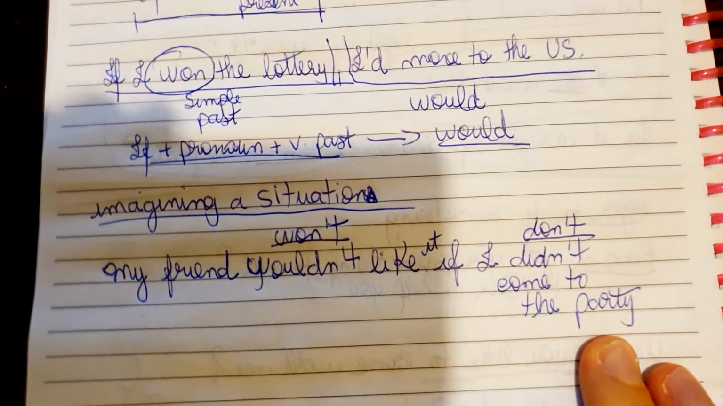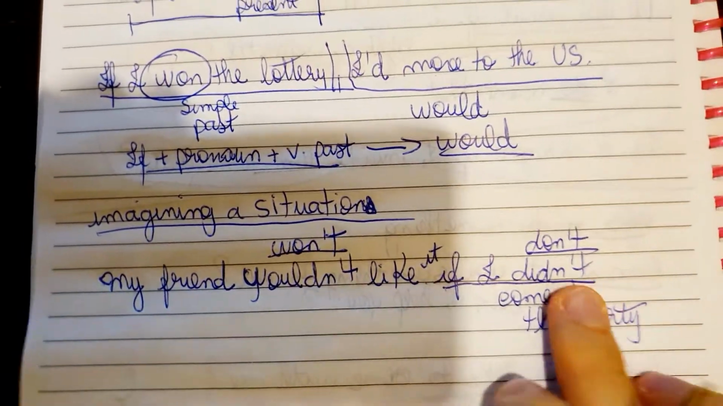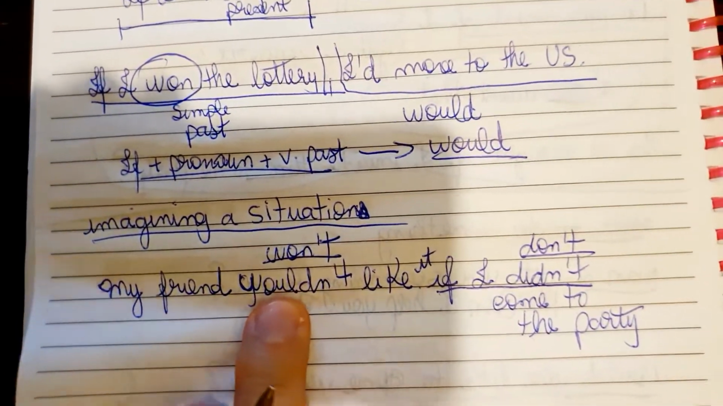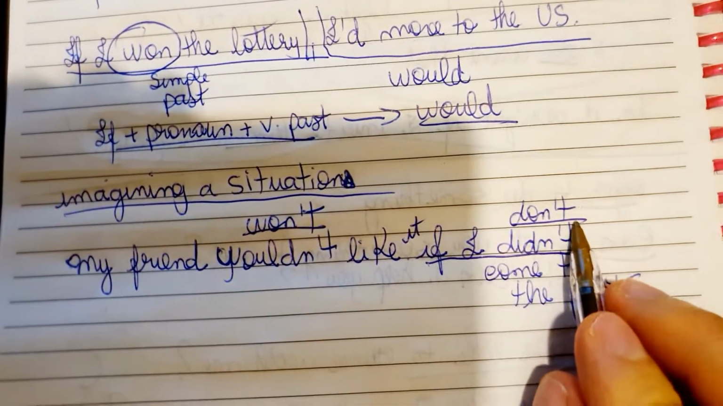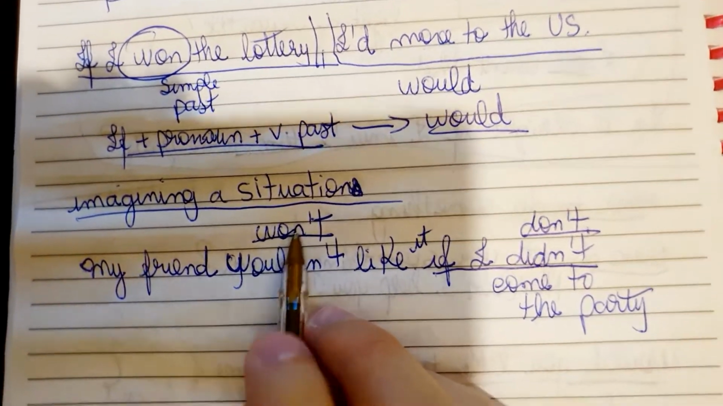So you see, if I didn't, simple past, wouldn't. If I use don't, simple present, won't. It's in the future.